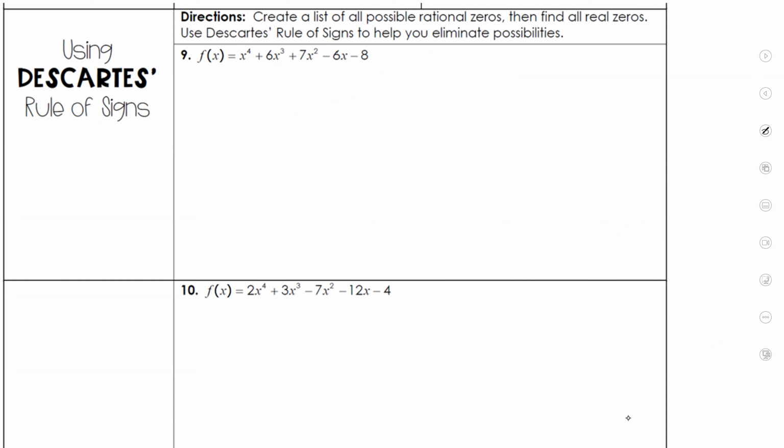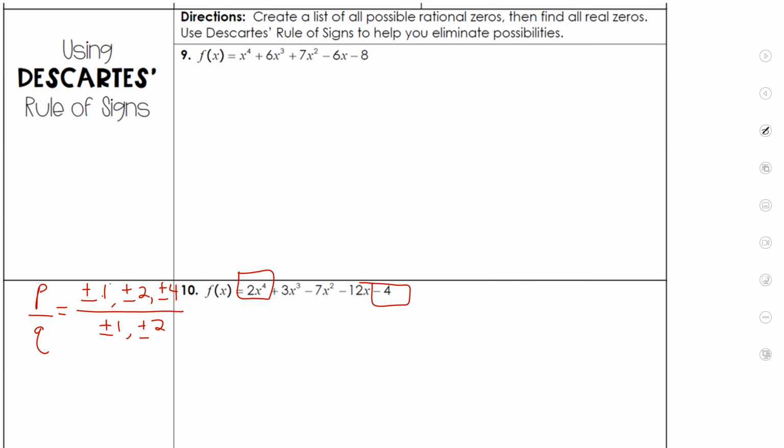Okay, so first, the directions say create a list of all the possible rational zeros. Okay, I'm gonna do number 10 with you. Let's create a list. What are the factors of -4? Mm-hmm. 1, 2, and 4. And what are the possible factors of 2? Good. And just do the positive and negative version of all your numbers. So I'm going to make a list of all of my possibilities.